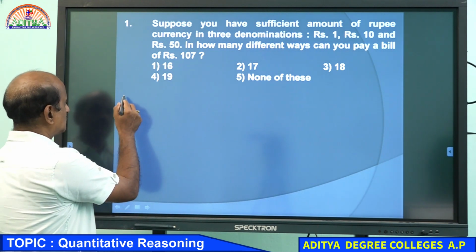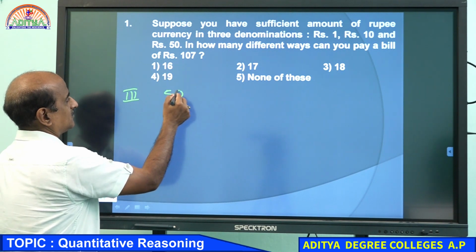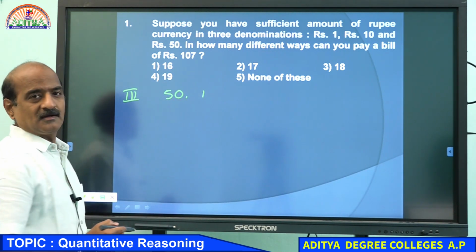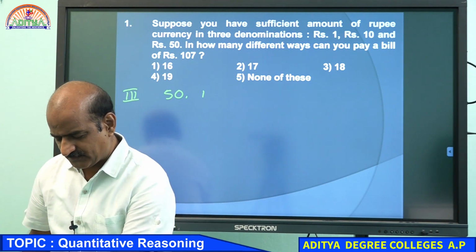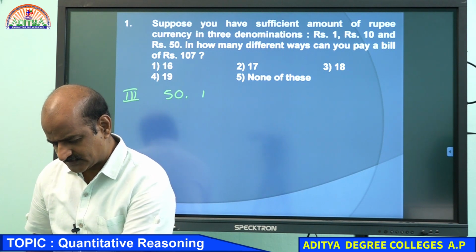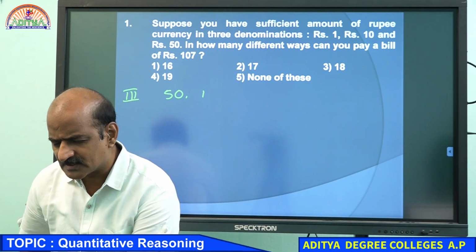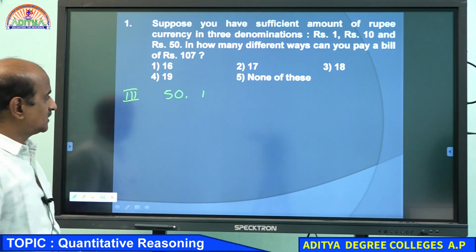Now we move on to model number 3. That is with the combination of 50 rupees and 1 rupee, because you have to pay a sum of 107 rupees. Ready? Now let us see.